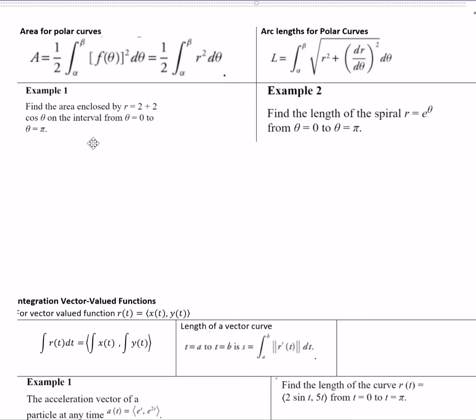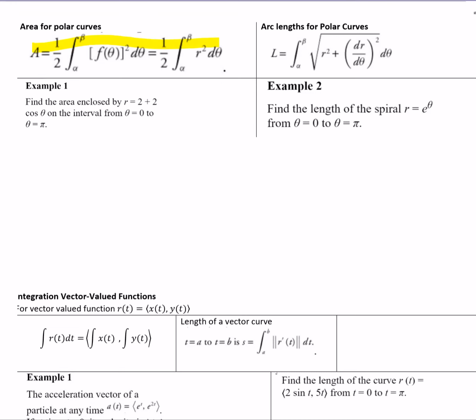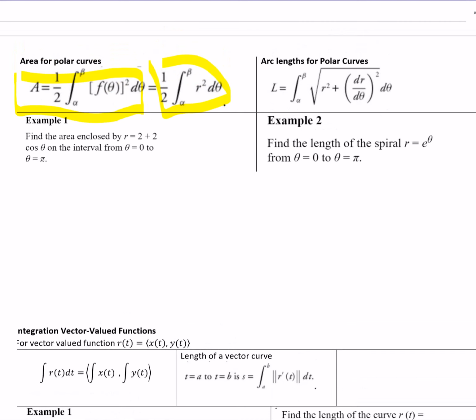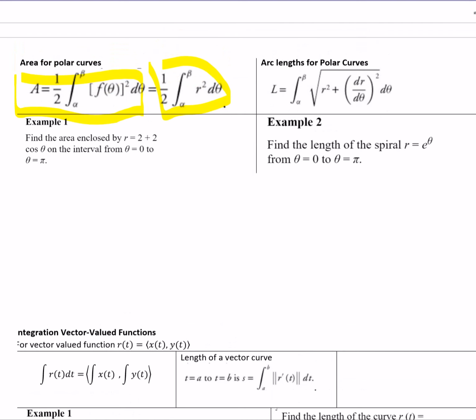Okay, so in this piece, we're going to learn how to find area for polar curves and arc length for polar curves. Again, we have basically two formulas here that we're going to want to write down and try to remember. Sorry, that whole thing's not the formula. This formula is equivalent to this formula, right? So to find the area of a polar curve, we're just basically taking 1/2 of the integral of the radius squared from alpha to beta, where alpha and beta are like our theta angles.